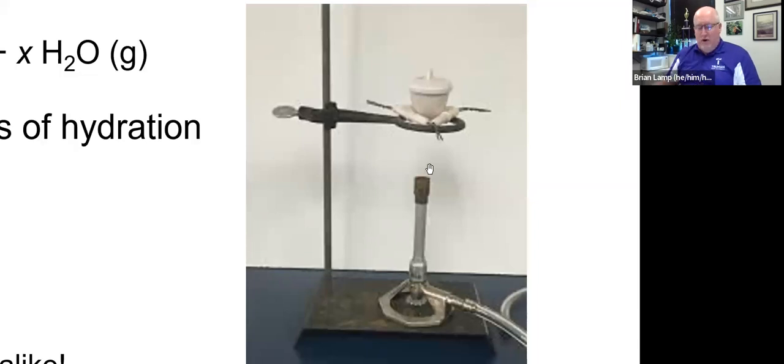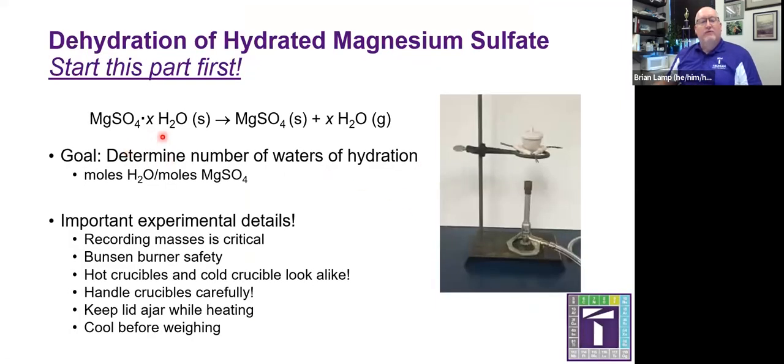Okay, so at the end of our experiment here, we are going to have driven all of the waters of hydration, at least our goal is to drive all of the waters of hydration away from the magnesium sulfate hydrate and have just anhydrous magnesium sulfate. And so the mass of the material at the very end will be the mass of that anhydrous magnesium sulfate. Okay, from all this information, we can figure out how many grams of water that we've driven away.